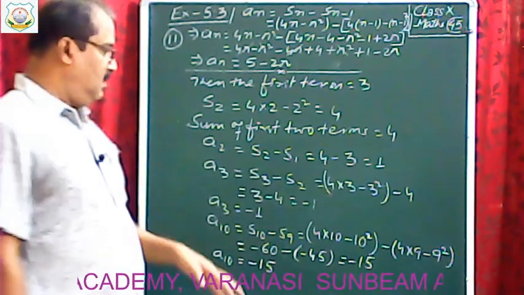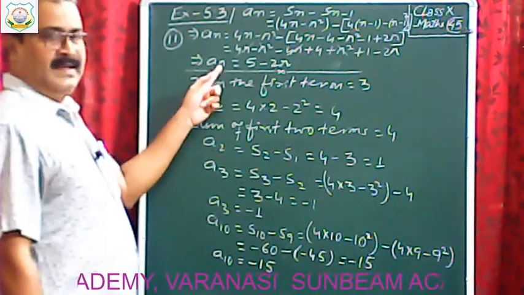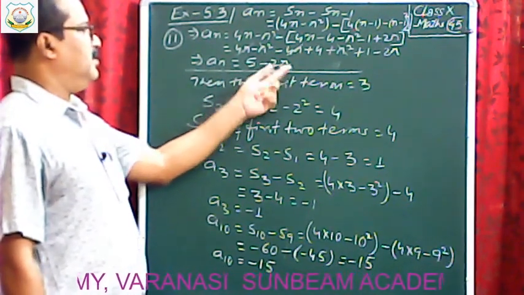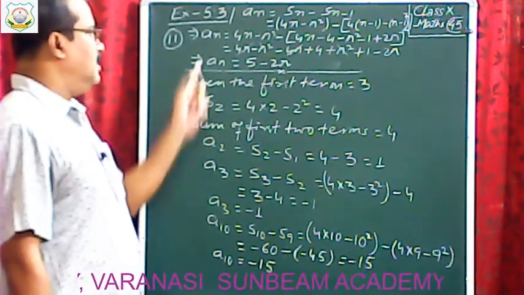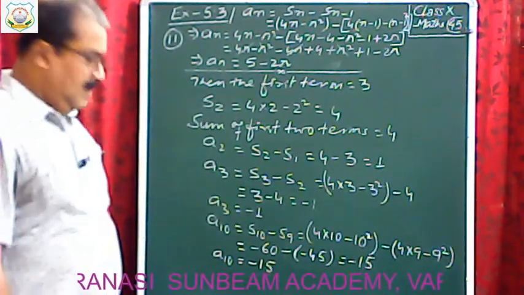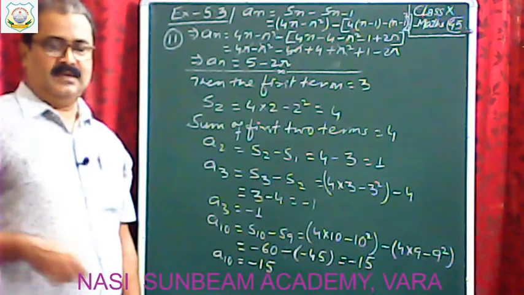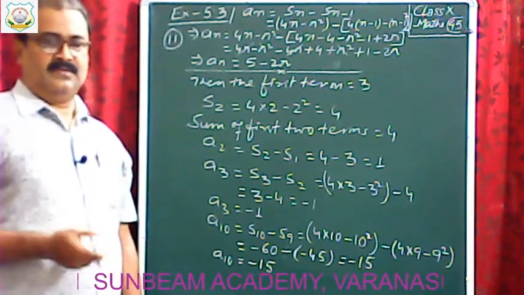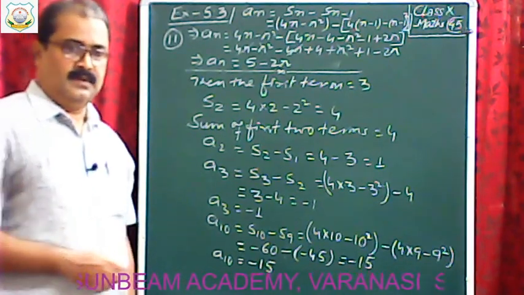Already we got that. Third term, a3 equal to 5 minus 2 into 3, 6. So 5 minus 6, minus 1. So third term we get minus 1. Verified? Clear? In this way, if Sn is given, then you can easily find out any term of the AP as well as the nth term of the AP.